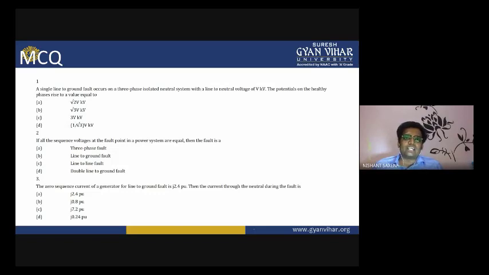Then the zero sequence current of a generator for a line to ground fault, that is for the single line to ground fault, is given to you. The current through the neutral during the fault will be what? Just in the previous slide, we have discussed this thing. So you can solve it very easily. Try to solve it. We will discuss it in the next session.